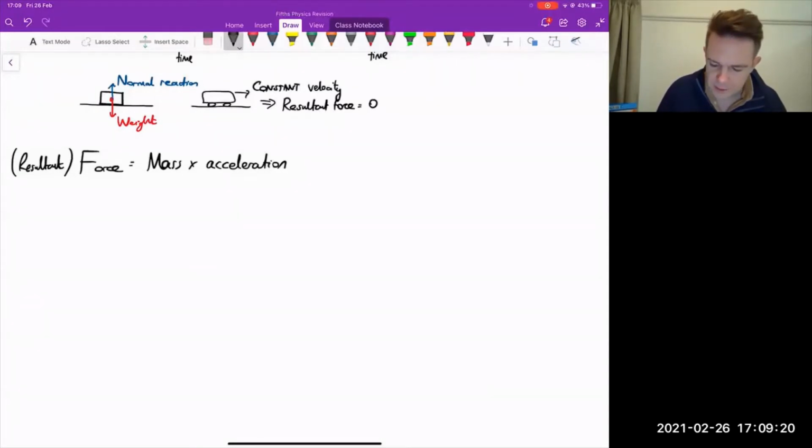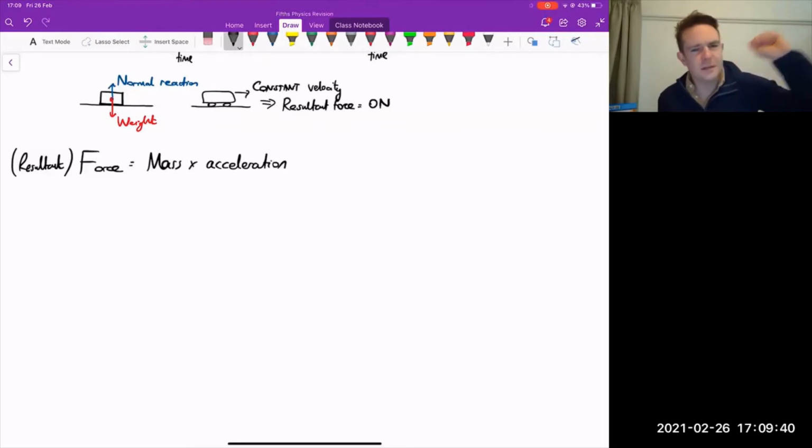Now, you'll remember when you were in the removes and first came across that, it was probably something that you didn't expect. You probably thought that an object moving at a constant velocity, like a car bombing along a motorway at a constant velocity, there must be a force pushing it forward. But I always make people think of objects moving through space, right?